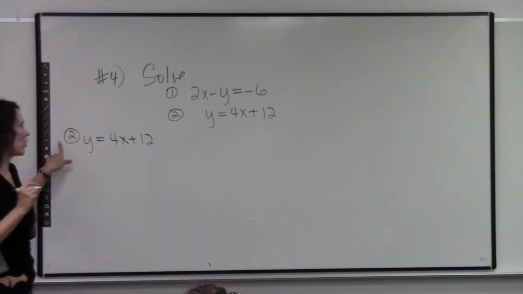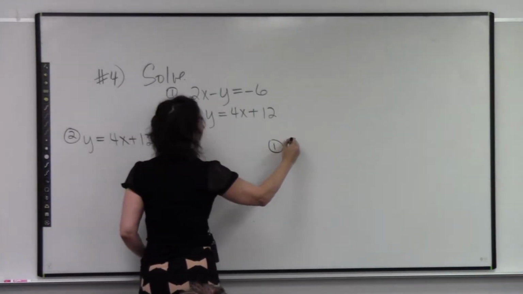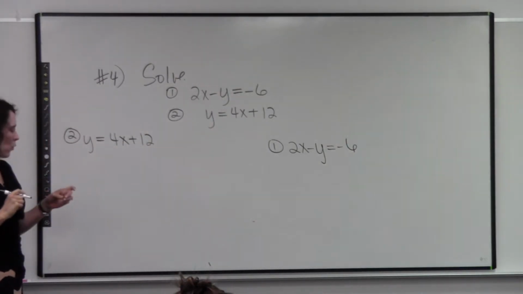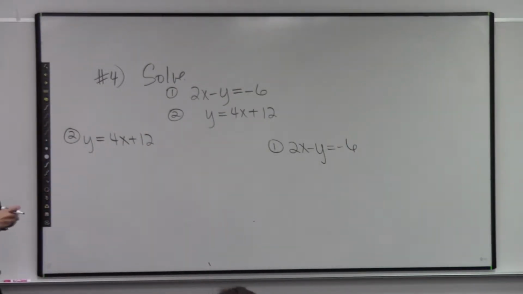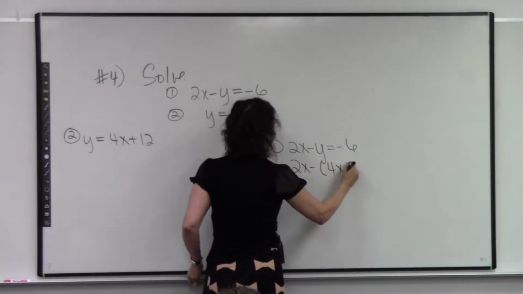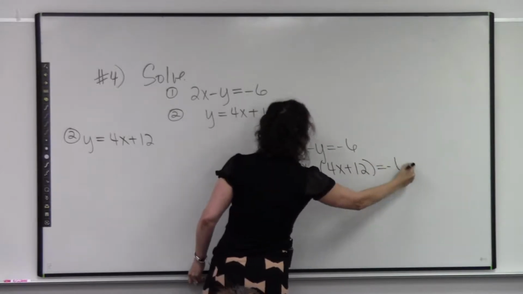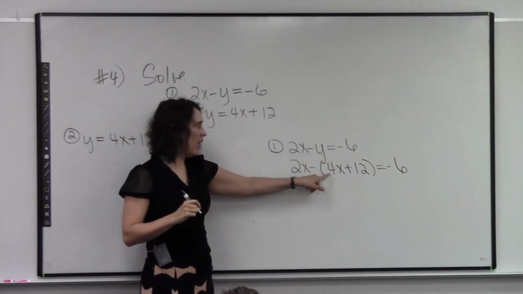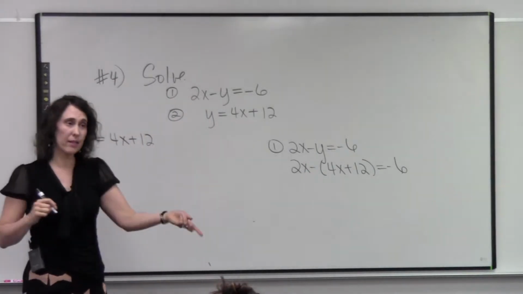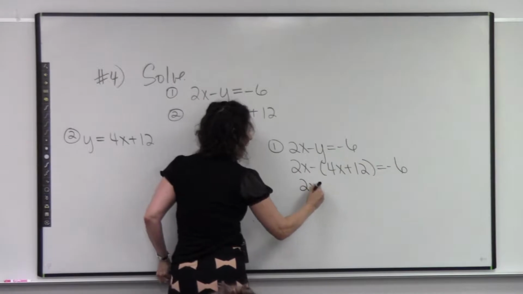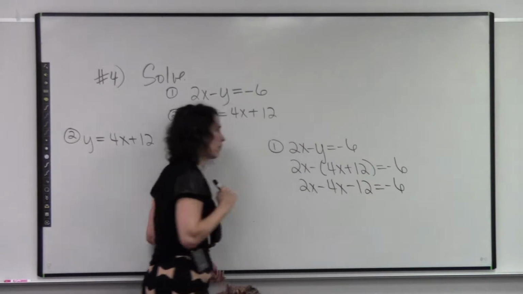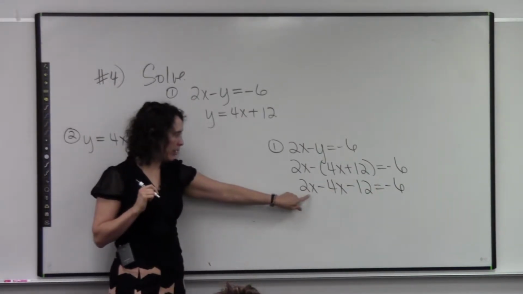So if I've already used equation 2, that means equation 1 has not been used. So where are we going to put that 4x plus 12? All right, we're going to substitute in place of the y. And notice I have parentheses because all of that is representing my y, and it's after subtraction. So we're going to have to distribute that sign. So it's going to be 2x minus 4x minus 12 equaling a negative 6. All right, combine like terms, what do we get?